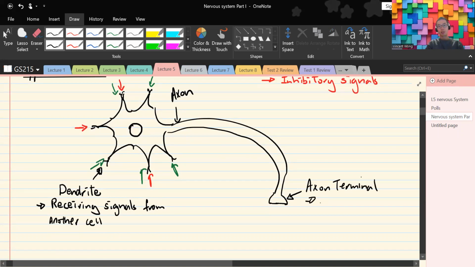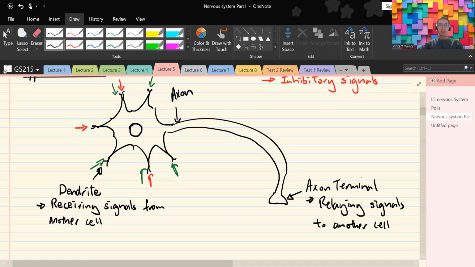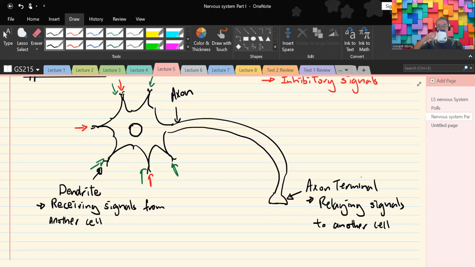which is responsible for relaying signals to another cell. Usually that's another neuron, but it doesn't have to be. It could be a muscle cell, could be an endocrine gland, could be an organ. That would be the axon terminal.